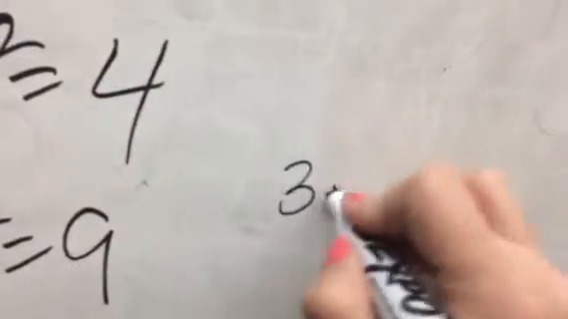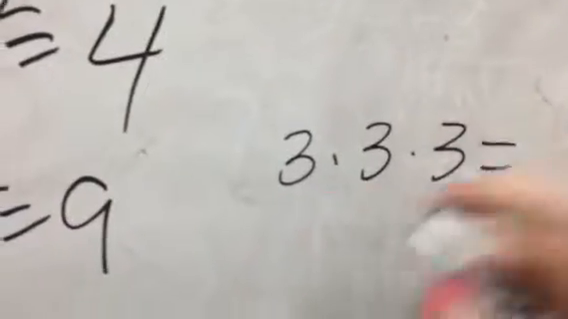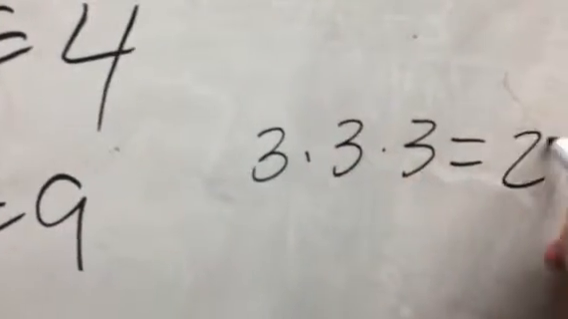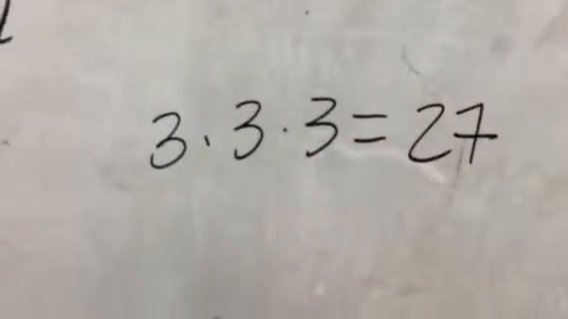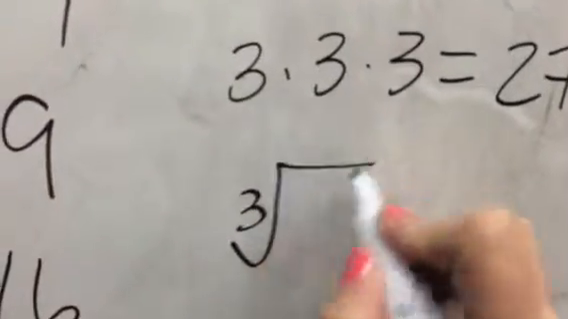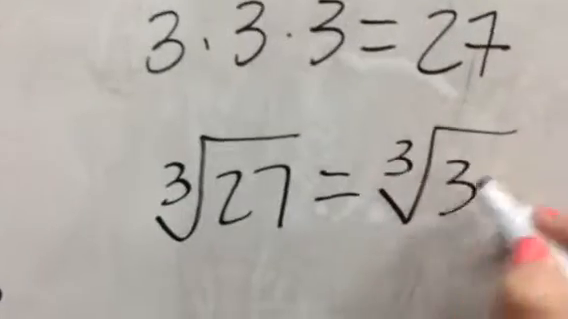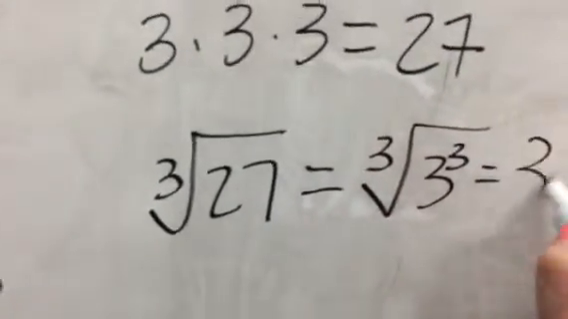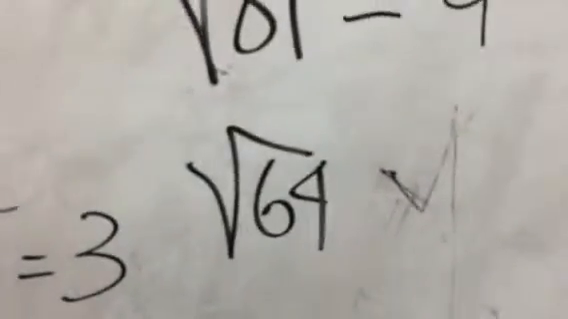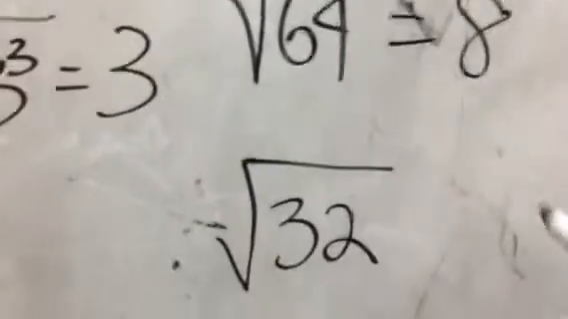So let's do 3 times 3 times 3. 3 times 3 is 9 times 3 is 27. So now I'm going to take it backwards. The cubed root of 27 equals the cubed root of 3 cubed, which equals 3. Okay, so now we're back to the square root of 64 is 8.